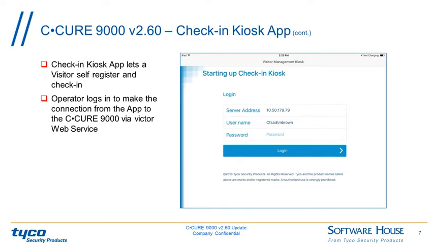So now we're going to take a look at the basic kiosk app and how it appears. The idea here is that a secure operator will log on to activate the kiosk. This is the first screen that you would see, and you'd use the username and password that you would use to get into the secure applications in order to log in here.